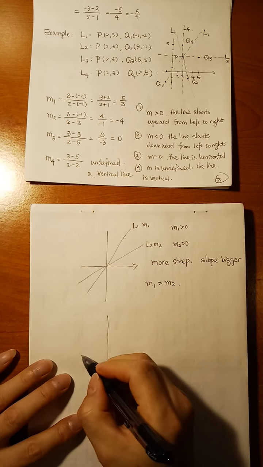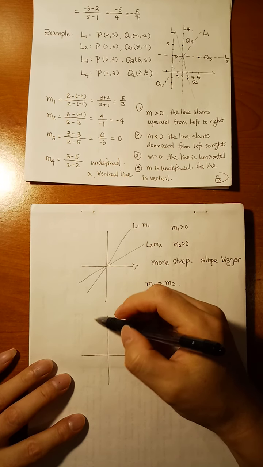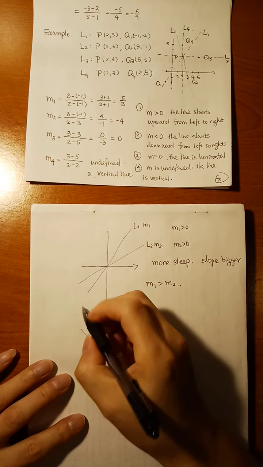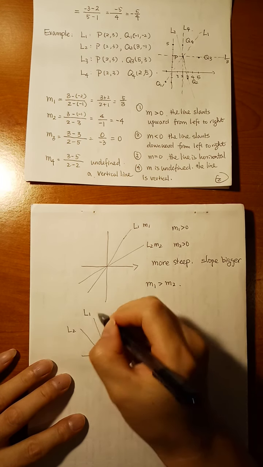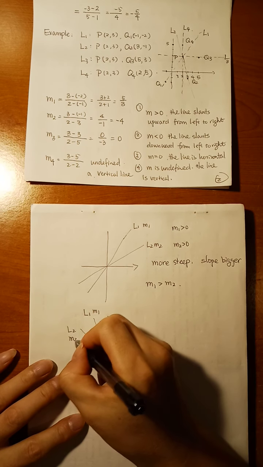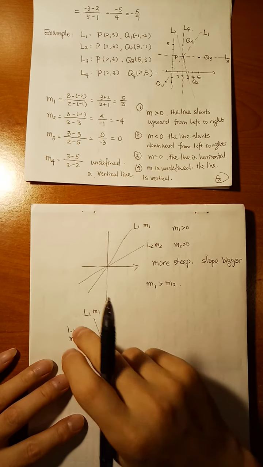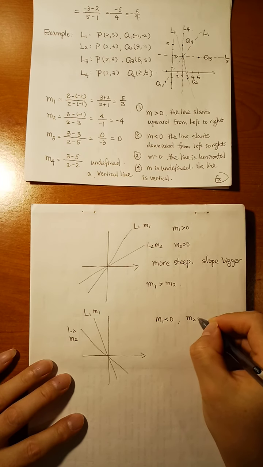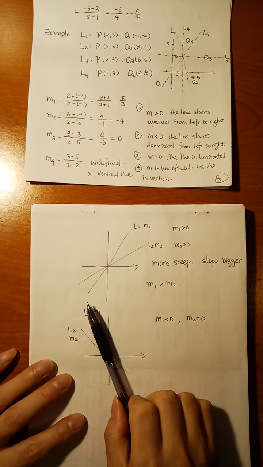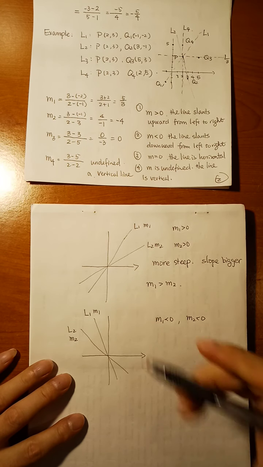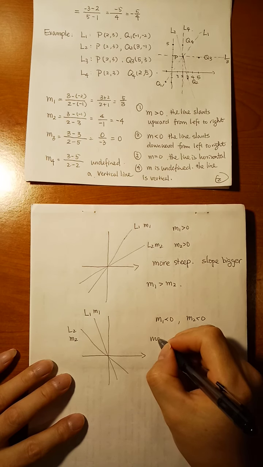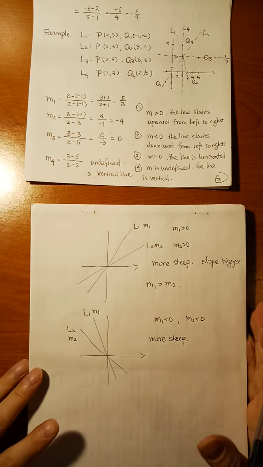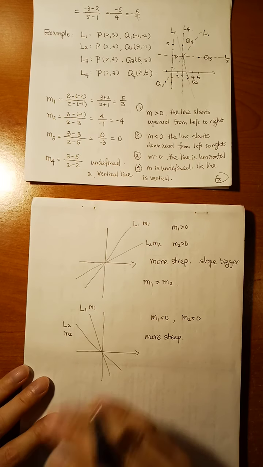For the negative case, remember both of them are negative. When the line is steeper, the absolute value will be bigger, but for the negative slope, the value becomes smaller.